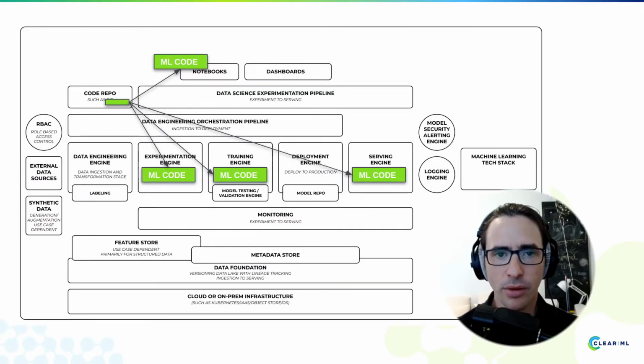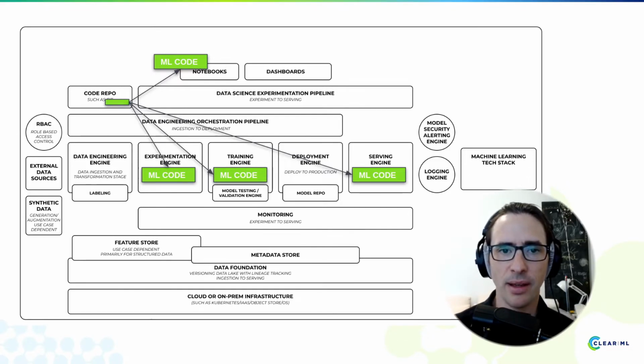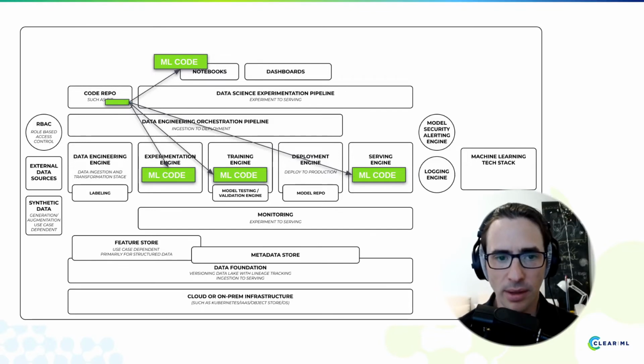So if you want to relate this image to the previous image, which we are now discarding, you need to understand where the machine learning code is. And here the machine learning code is everywhere, right? You need to have machine learning code while you're experimenting, and then when you're training, and then when you're serving, or when you're working with notebooks, right? So it's actually a non-centralistic kind of view, which I really like.